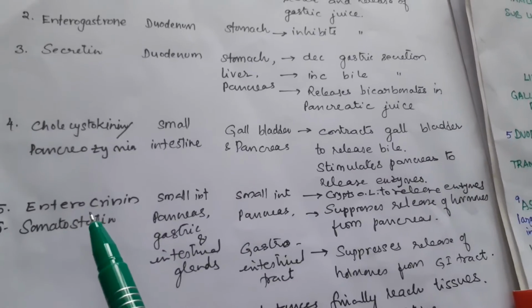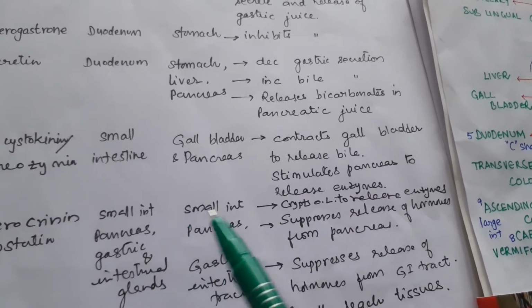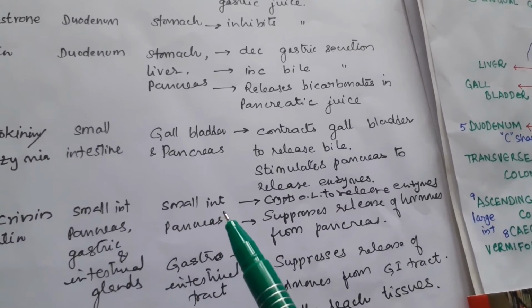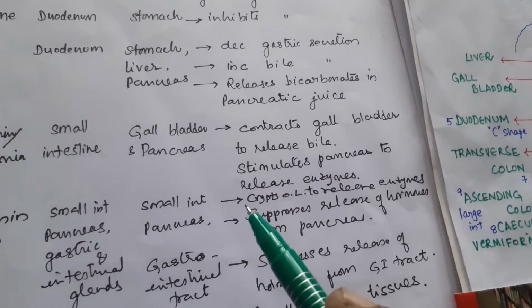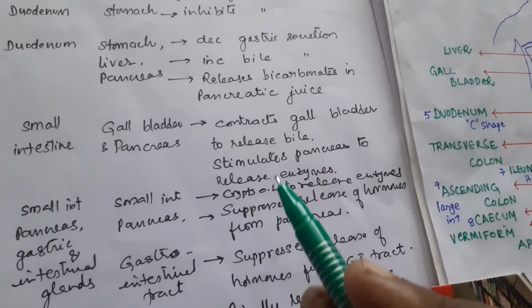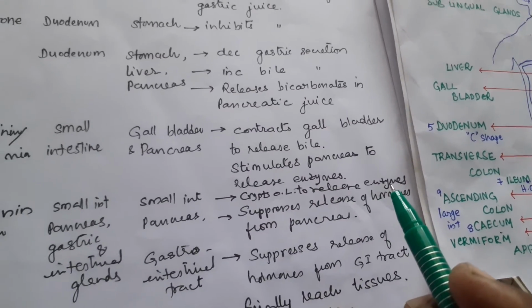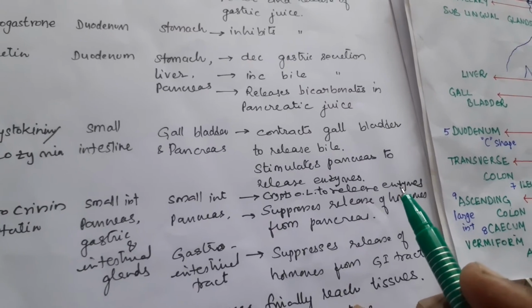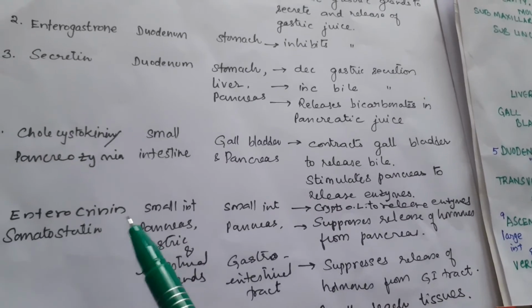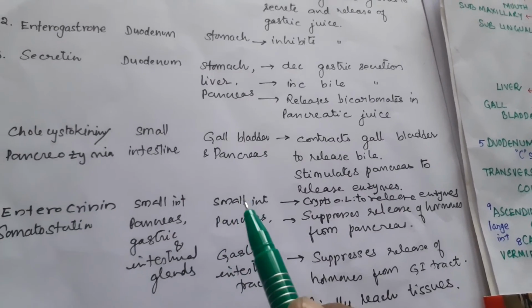Now coming to the fifth hormone, enterocrinin, which is secreted in the small intestine, and the target organ is also the small intestine. It stimulates the crypts of Lieberkühn, that means the intestinal glands, to release intestinal juice with enzymes. That is influenced by enterocrinin secreted by the small intestine.